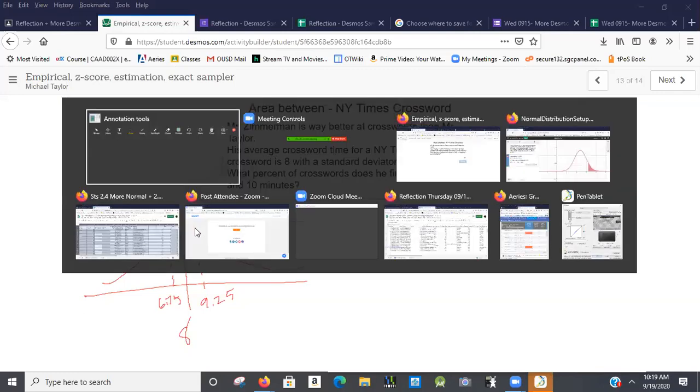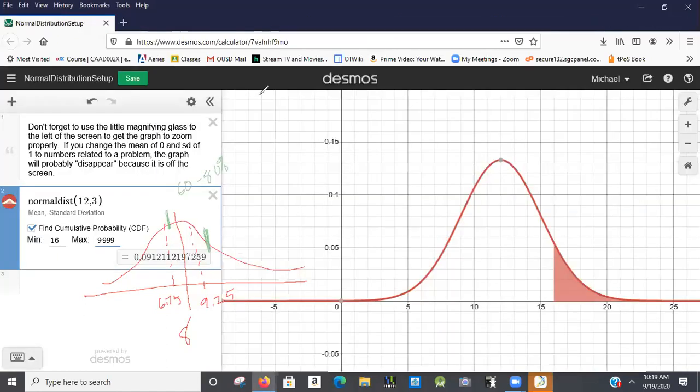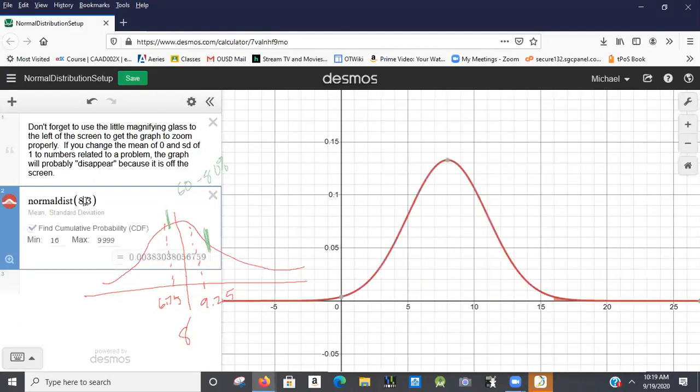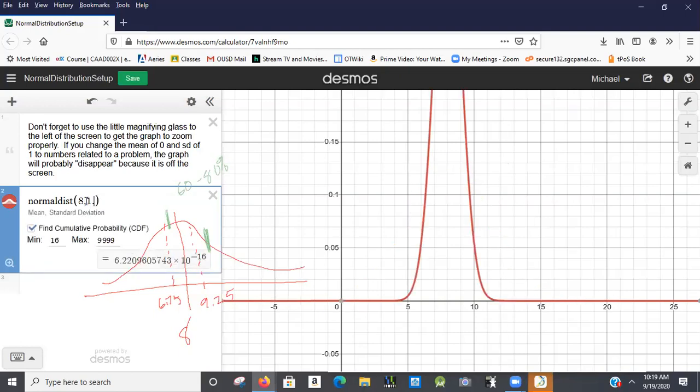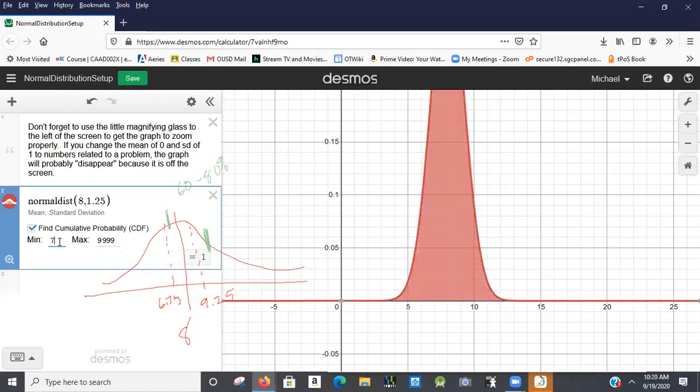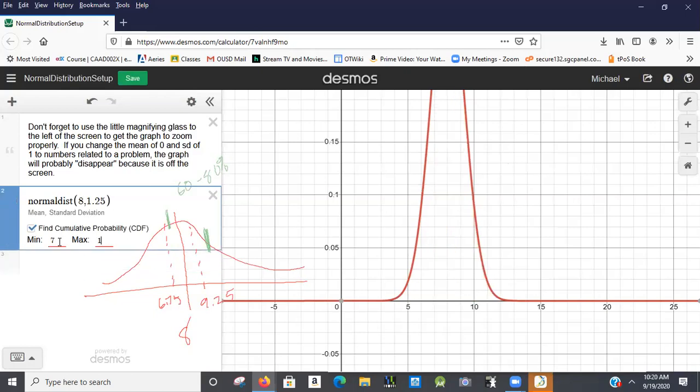I'm going to go back to my thing here if I can find it. Our numbers, I'm going to leave that up there. Our numbers were, he had an 8 and 1.25, and we were looking for between, I think it was 7 and 10. I hope that's the numbers.